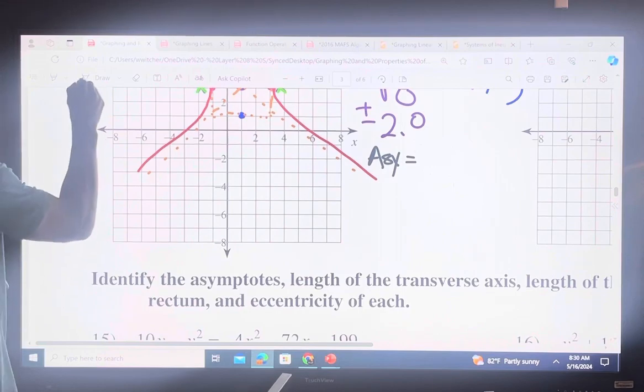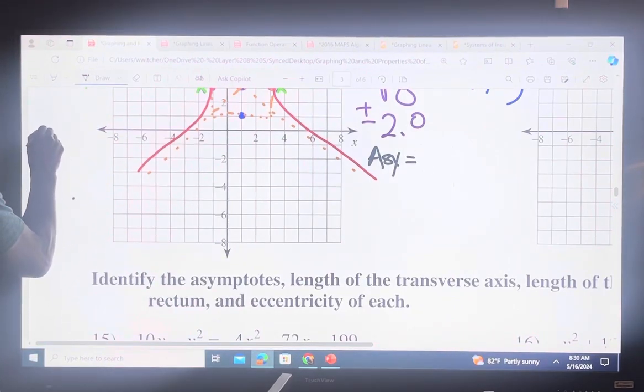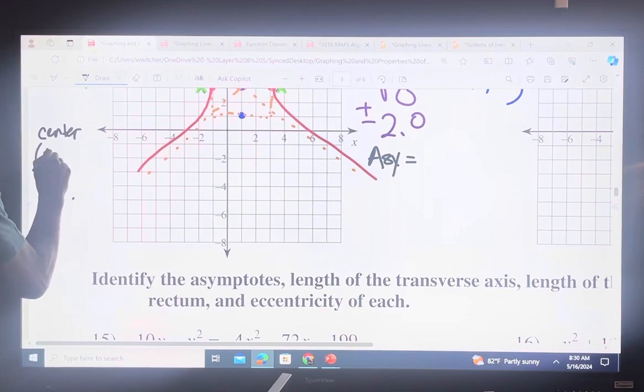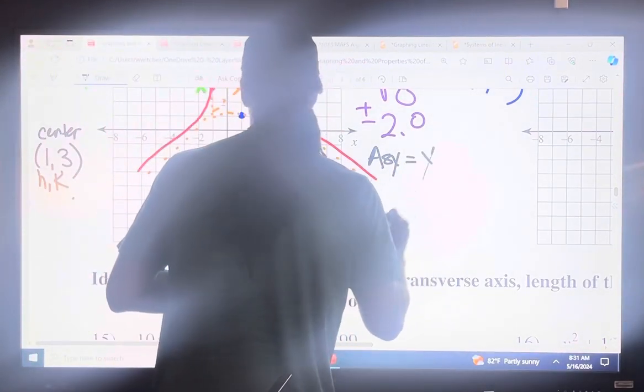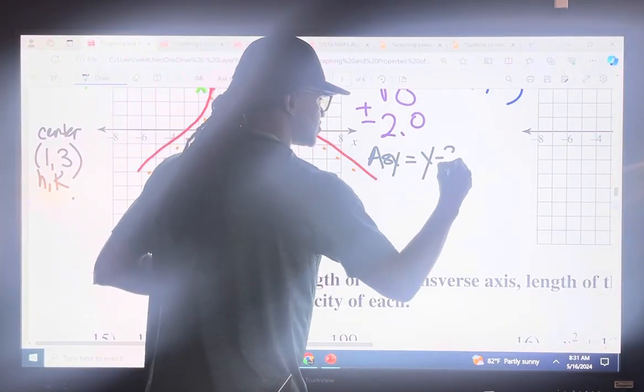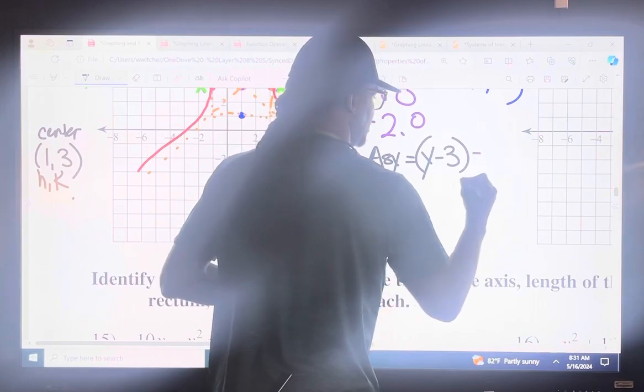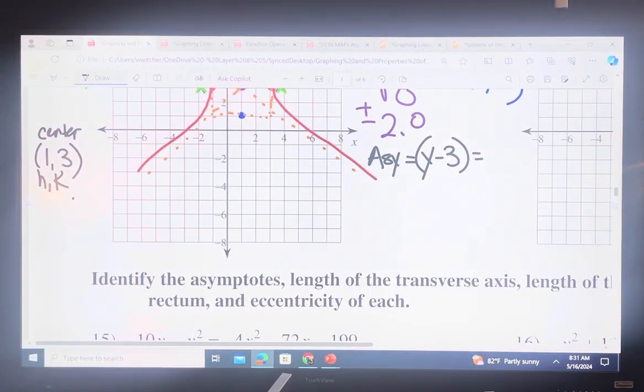Your center was 1.3. Button up. All right. Remember, this time your center is 1.3, so your formula for your asymptote is going to be a little different. It's now going to be y minus the k, which is y minus 3, equals what came first this time? The x. So now it's b over a. When the x is first, it's b over a. When the y is first, it's a over b.